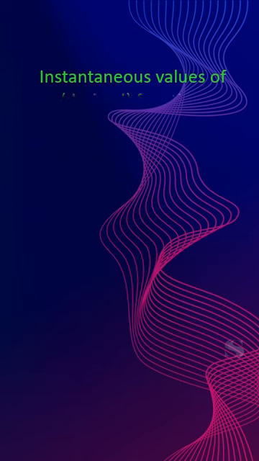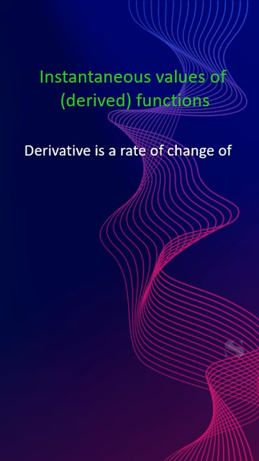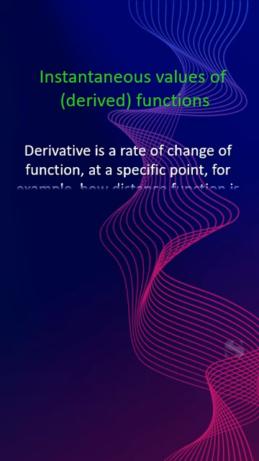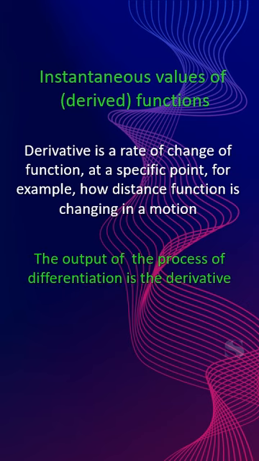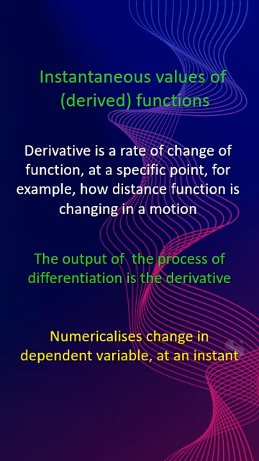Let us now move on to what we can refine and add to the previous learning on derivatives. A derivative is a rate of change of the primary function, and this rate of change of the primary function becomes the instant value of the derived function at a specific point when or where the rate of change is computed. The process of finding derivatives of a function is called differentiation or derivation. That is, the output of the process of differentiation is the derivative. Differentiation numericalizes how much the dependent variable has changed, with an infinitesimal change in the independent variable.